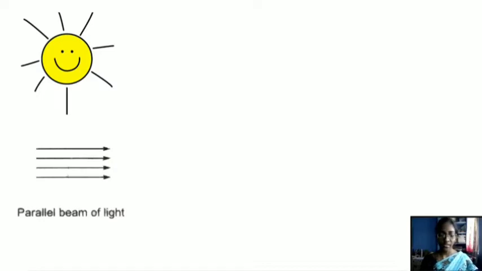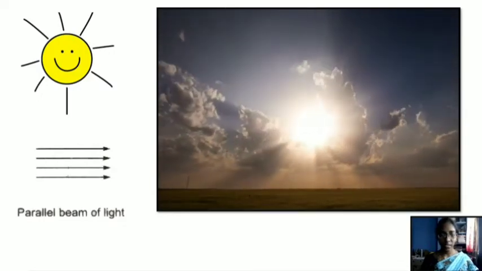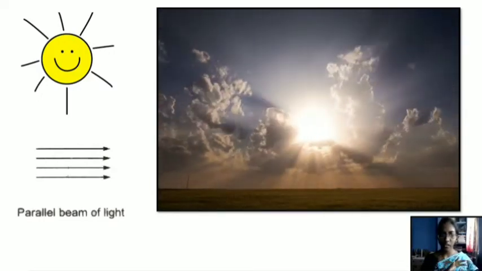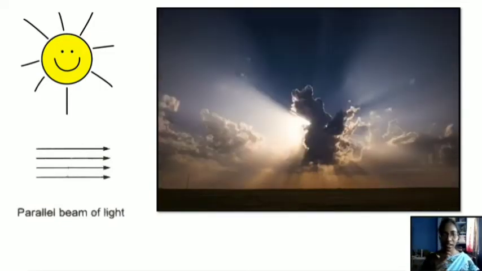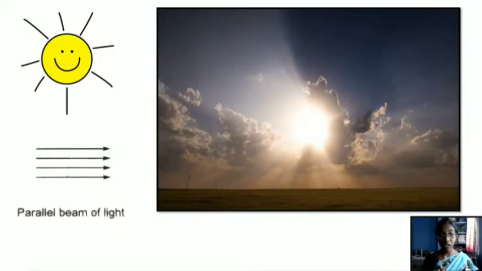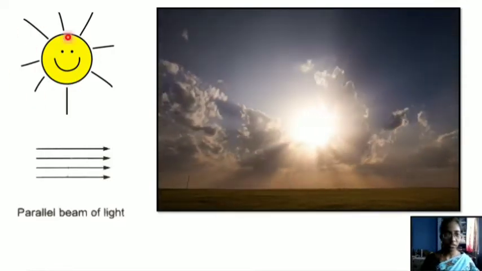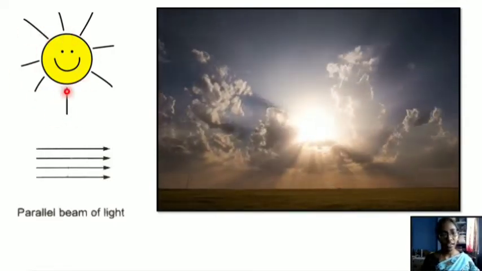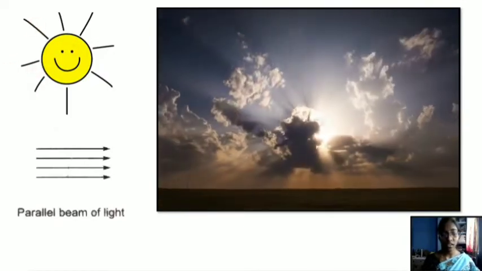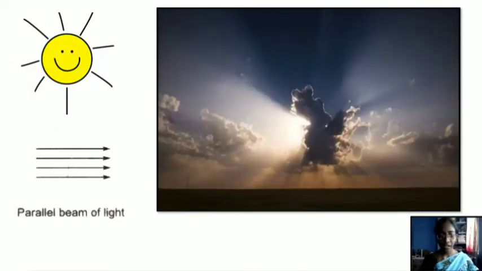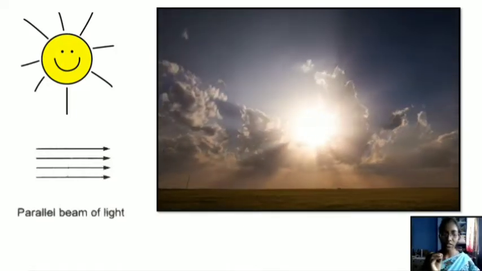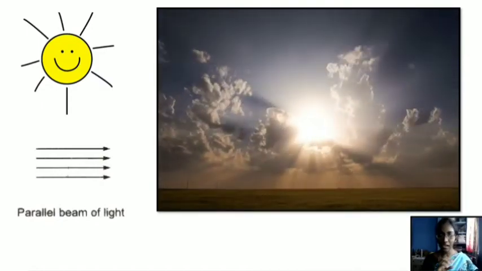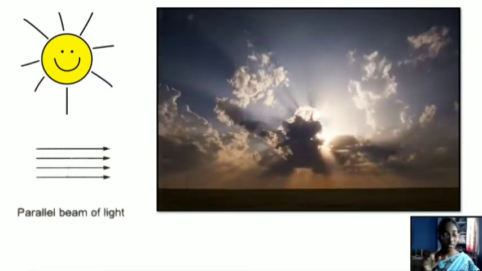For this we can take an example, the sun. We would have seen this condition many times: whenever the sun rises and the clouds pass, we can see the rays coming from the sun. These rays are parallel. Even whenever you draw a sun diagram, you draw parallel lines, because the sunlight rays emitted from the sun are parallel in nature. That is why we see these kinds of lines.